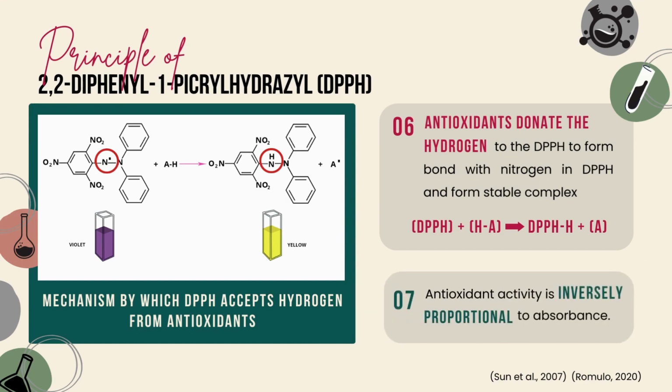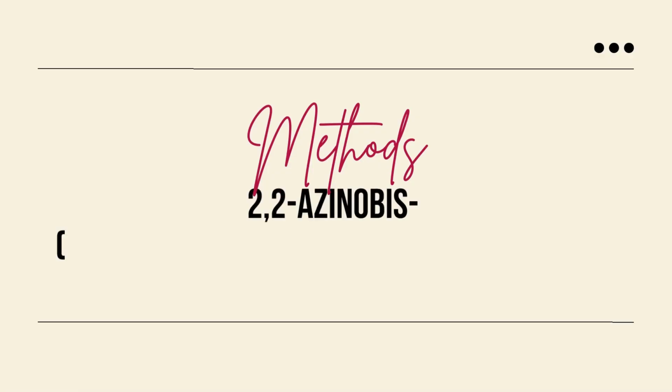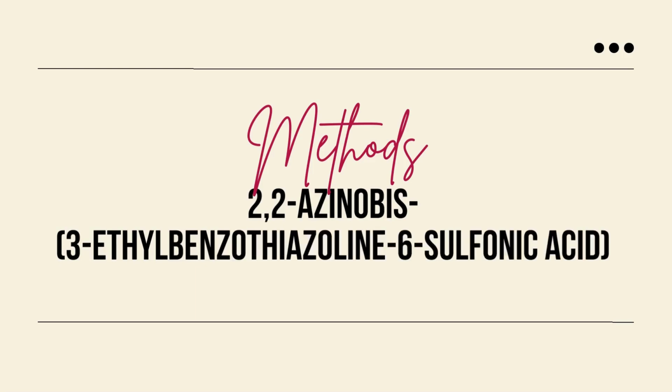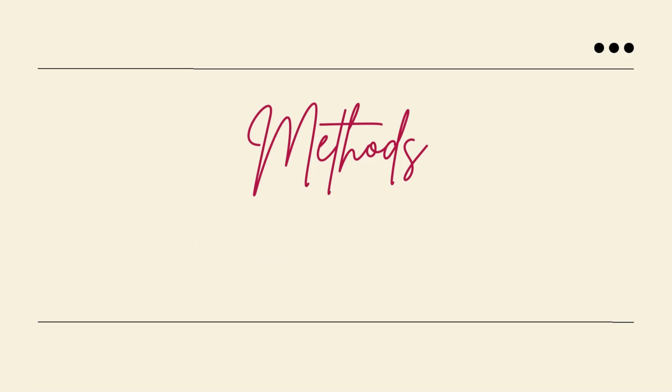Next, antioxidant activity is inversely proportional to absorbance. That means the more the antioxidant property, the less the absorbance. And if there is no antioxidant, the absorbance will be higher and form a dark purple color. The next method is 2,2-azinobis 3-ethylbenzothiazoline 6-sulfonic acid, also known as ABTS.